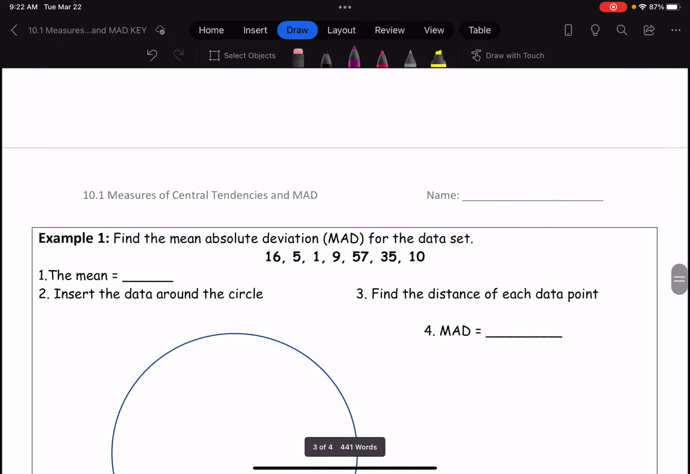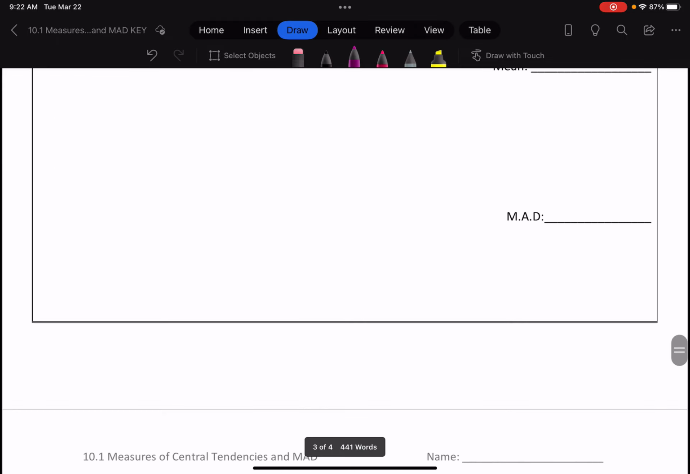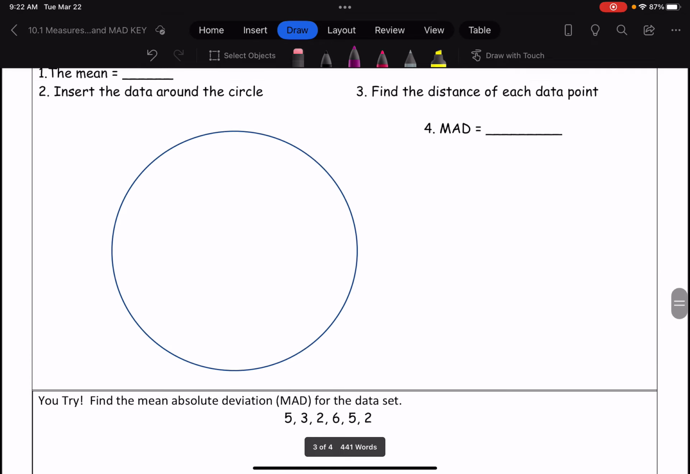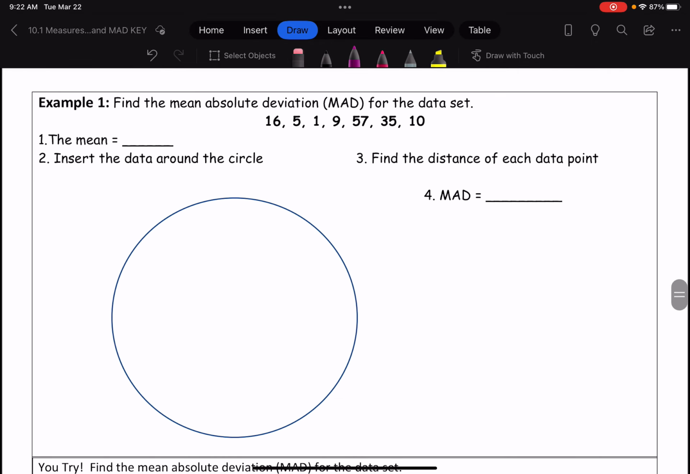Let's do one more example together, and then you guys will get to you try. And that will be all that I have for you today. So example 1 says, well, this technically should be example 2, but that's okay. Find the mean absolute deviation, the MAD, for the data set.